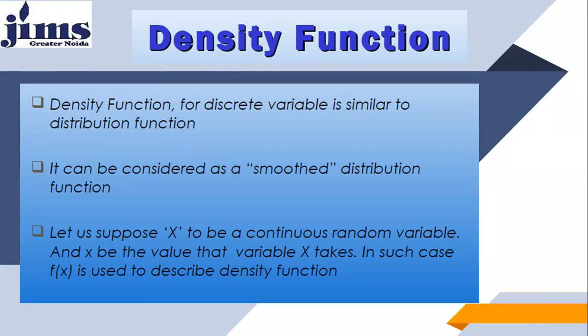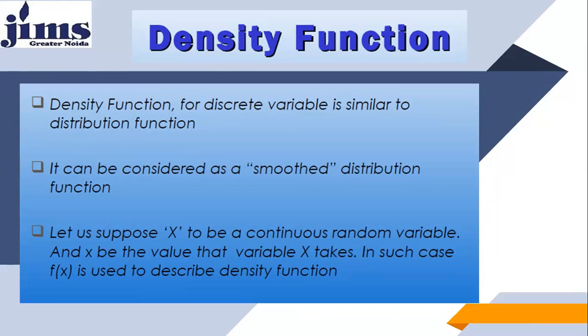So it can be considered as a smoothened distribution function, of course. Let us suppose capital X to be a continuous random variable and small x be the value that the variable X takes. To understand this probability density function, we always take capital X as a random variable, and this capital X can have any values: small x1, small x2, small x3, x4, x5, x6, x7, and so on. So x1, x2 are the possible values of capital X. In short, we can say they are represented by small x, right?